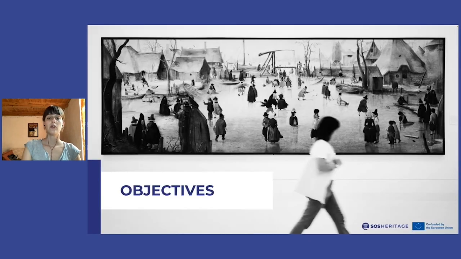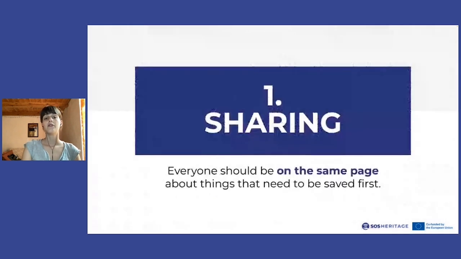So now we will identify in detail the different objectives for the preparation of a priority list. First of all, sharing. All those involved in rescue operations must be aware of the priority works on which to act. So everyone should be on the same page about things that need to be saved first because they are the most important artworks of the collection.